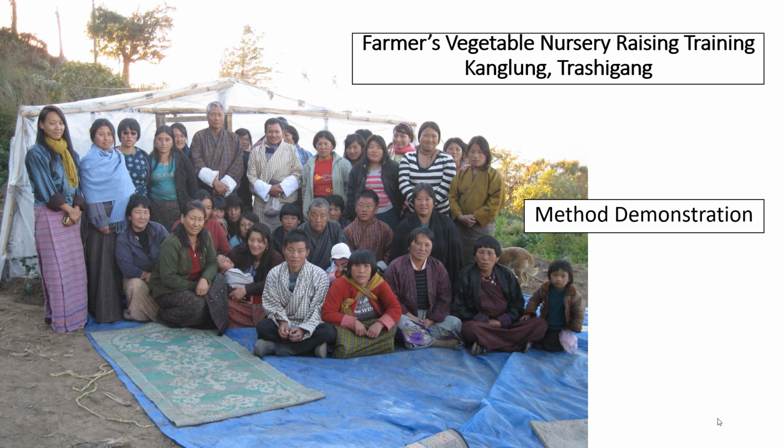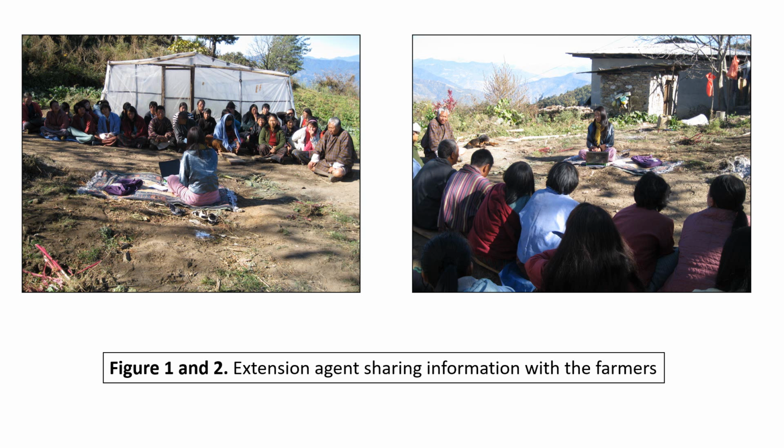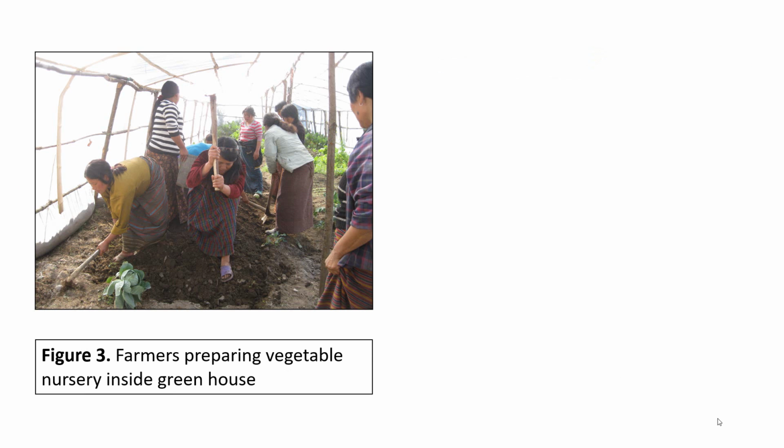Farmers Vegetable Nursery Raising Training, Kanglung Trashigang. It involved method demonstration. Figure 1 and 2 shows the extension agent sharing information with the farmers. Here the training location was in a farmer's field, which was convenient for all the participants in terms of easy access and comfort due to the familiarity of the area. At the same time, this is where the extension agent is making the best use of the situation or facilities available for the training. Figure 3 illustrates farmers preparing vegetable nursery inside greenhouse.